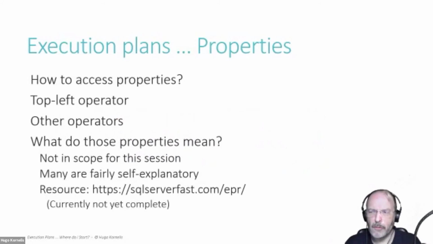Now, I cannot go over all the properties. There are thousands of properties. Most of them have a fairly self-explanatory name. But if you are ever in doubt, you can always go to sql7fast.com/EPR, execution plan reference. It's not yet complete, but I'm building more and more, and you will find documentation of all properties there eventually.